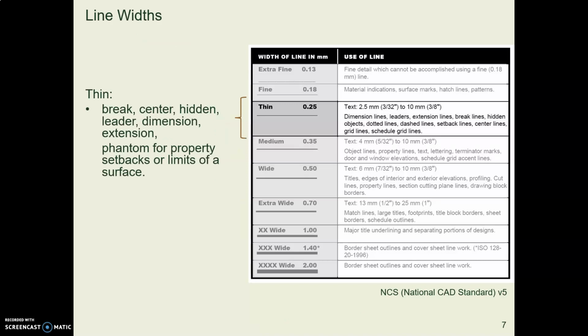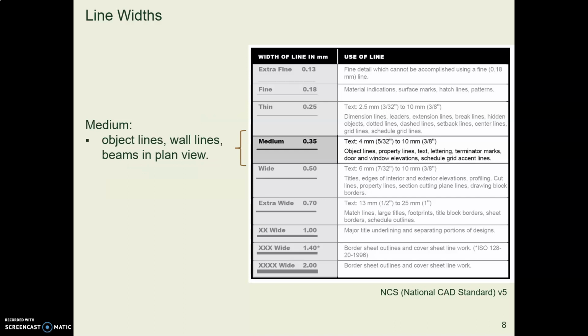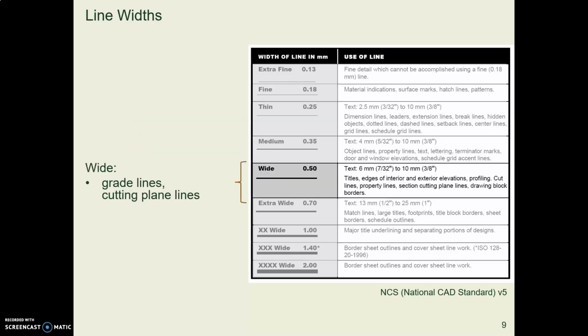Thin is what you use for dimensions, text, most lines except for walls, so center lines, hidden lines, dimension lines, all that sort of thing. Oh, and phantom lines, like we will use in the overhang of our roof, the hidden lines in our floor plan. Then medium lines are what we use for objects, primarily walls, and they are 0.35 of a millimeter. Wide lines are grade lines. I will show you that in just a second. That's where you show where you've cut through the soil.